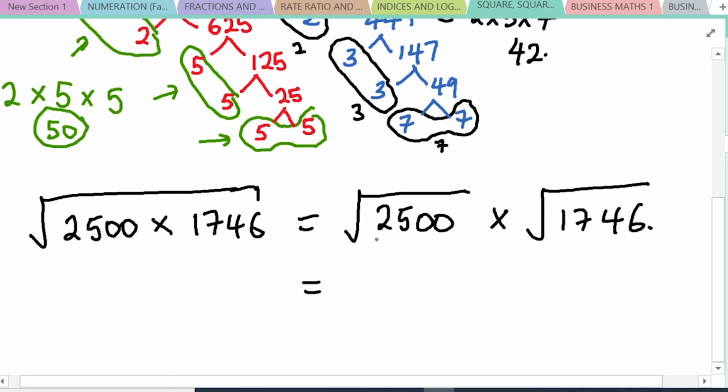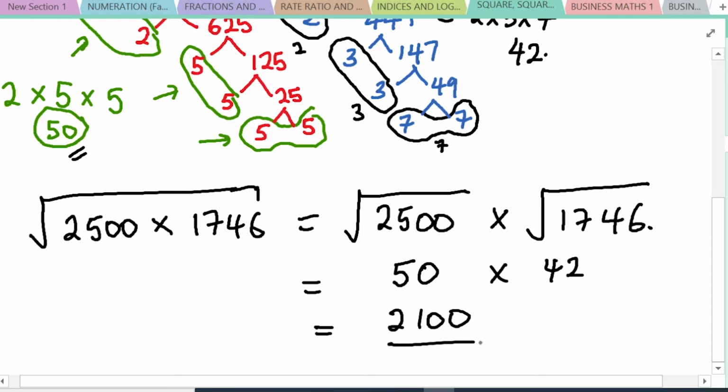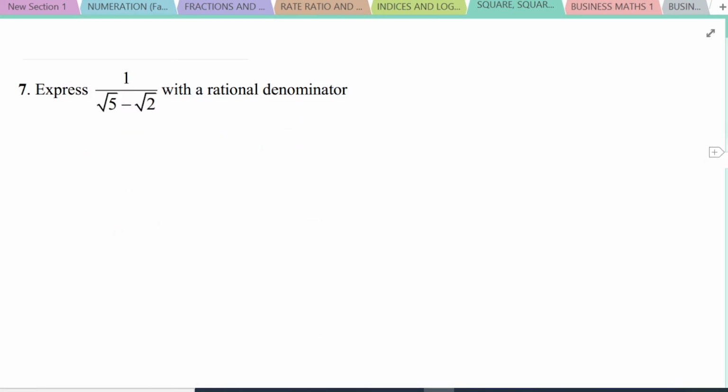So the square root of 2500, we already got it as 50. So this is 50, multiplied by the square root of 1746, which we got as 42. So you simply go ahead and multiply those two. We have 50 multiplied by 42, and we shall end up with 2100. That's the answer.